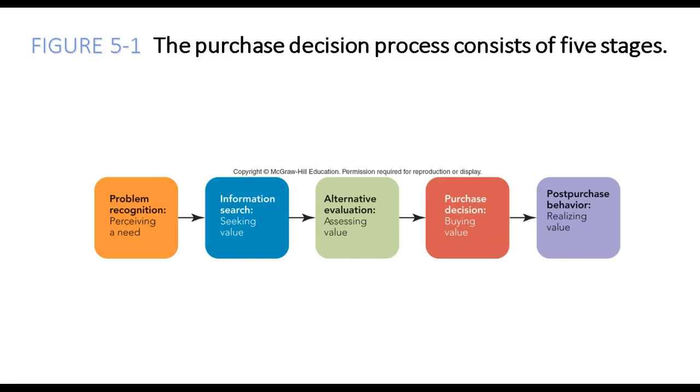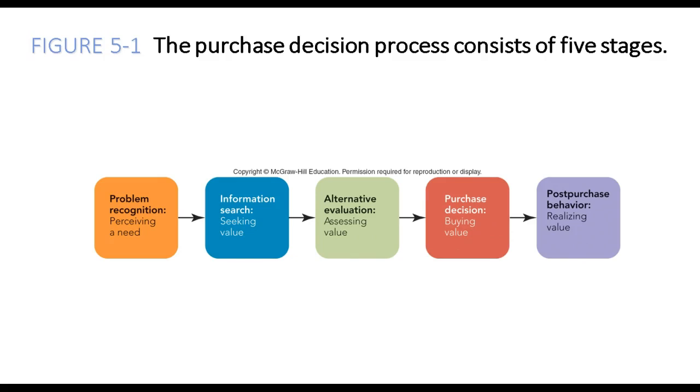Now, in this process, those 5 steps are need recognition and/or problem recognition, information search, alternative evaluation, purchase decision, and post-purchase behavior. We're going to break these down and dive into them just a little bit. So let's look at these. The first step, and typically the first step, but not always. They don't necessarily have to go in order, depending on where the consumer is at.